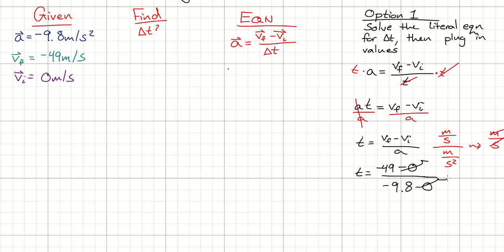On your calculator, do you think you can do negative 49 divided by negative 9.8? Is it exactly 5? It is. Now, if it's a negative divided by a negative, there's always issues typing into your calculator. Can we just ignore it? Yeah. Okay, this is going to wind up to be t is equal to 5.0 seconds. Thank you.